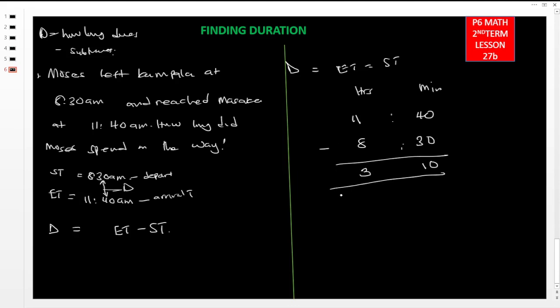So 3 hours. So Moses took 3 hours and 10 minutes, or you can put it in a fraction, 3 hours 10 out of 60. Now we change these minutes into hours, right, as we discussed the other time. So Moses spent 3 and 1/6 hours. Understood? Very simple.